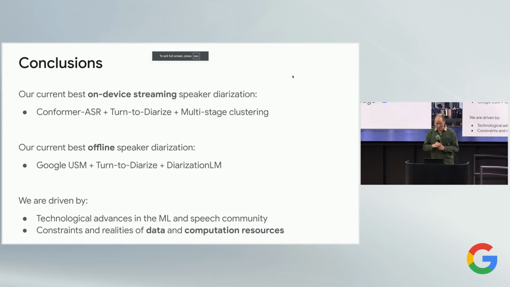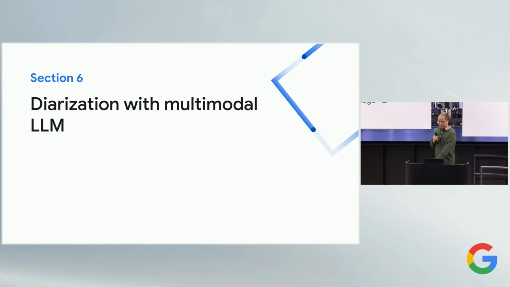Okay, so the conclusion so far: our best current on-device streaming speaker diarization is Conformer ASR tended-diarized with multi-stage clustering. Our best offline is USM tended-diarized and diarization LLM. We are not only driven by technical advances in machine learning and speech. We are also largely driven by the constraints and the realities of data and computation resources. And next, I want to talk about diarization with multimodal LLM.